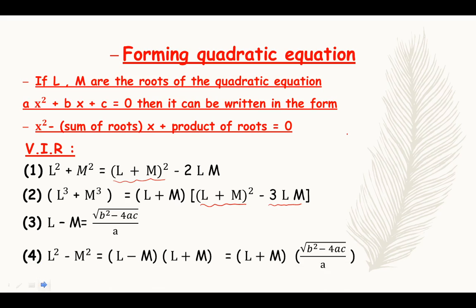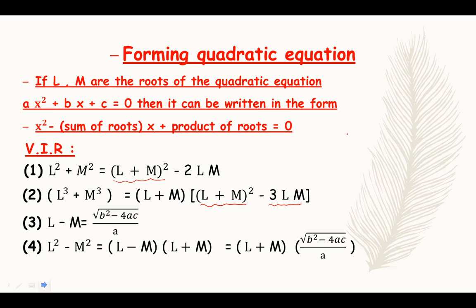Okay? And number 4, L power of 2 minus M power of 2. You can factorize it into the difference of two squares, which is the two brackets L minus M and L plus M. Then you are going to replace L minus M here by the other rule. So we can write L plus M, and we are going to replace L minus M by the rule, the square root of b power 2 minus 4ac over a.